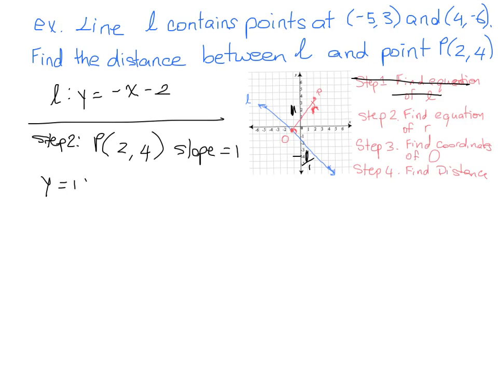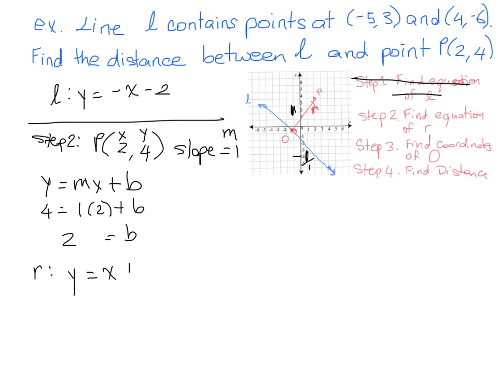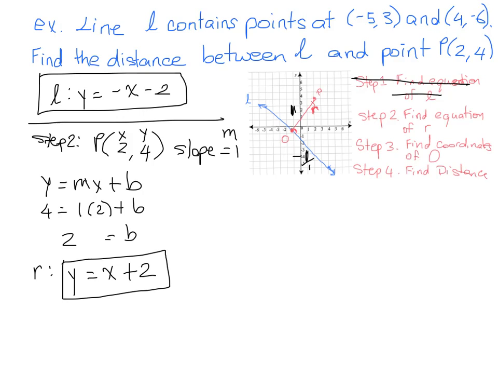So y is equal to mx plus b, and we can plug in 2 for x, 4 for y, and 1 for m, and we get that 4 is equal to 1 times 2 plus b. So b is actually equal to 2. So the equation of line R is y equals 1x, so we can just write x, plus 2. And so now we have the equation of line L and of line R.